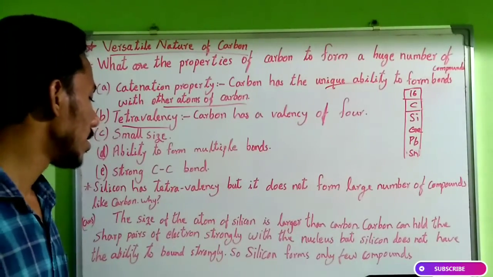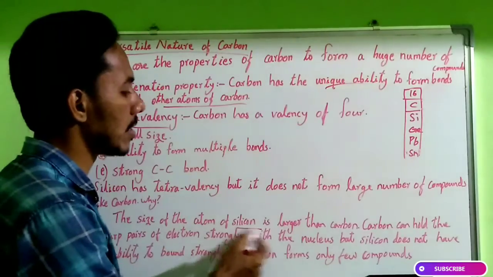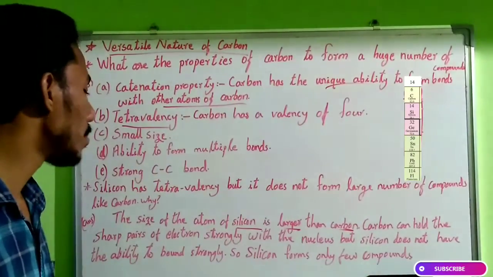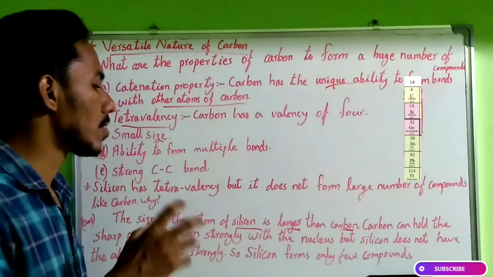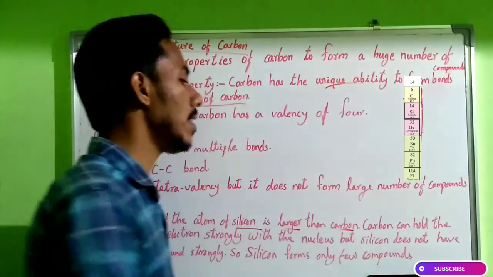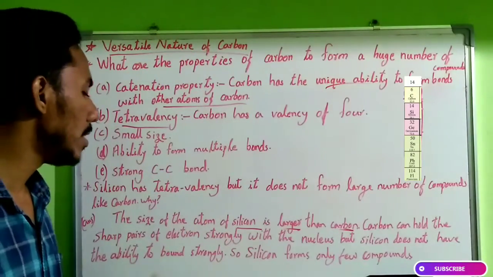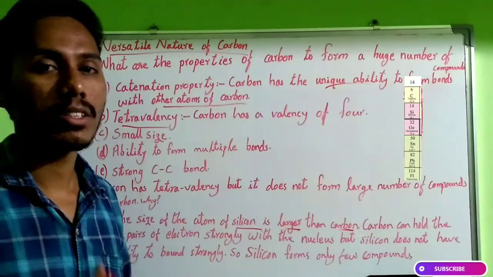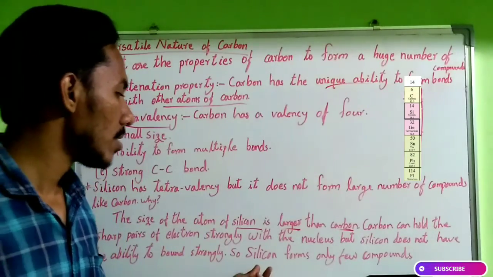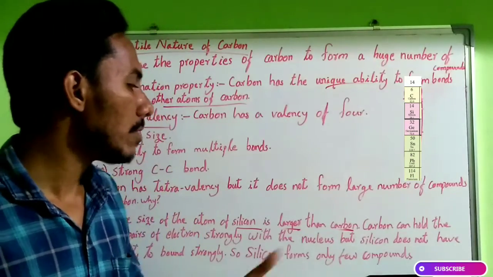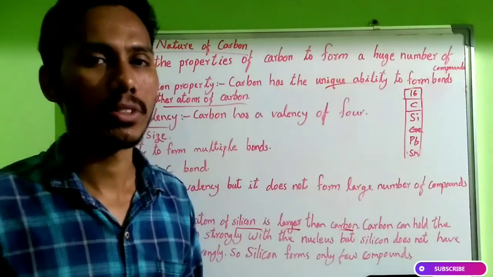The reason is that the size of the atom of silicon is larger than carbon. Carbon can hold the shared pair of electrons strongly with the nucleus because of its smaller size, but silicon does not have the ability to hold the electrons strongly with the nucleus. So silicon forms only a few compounds.